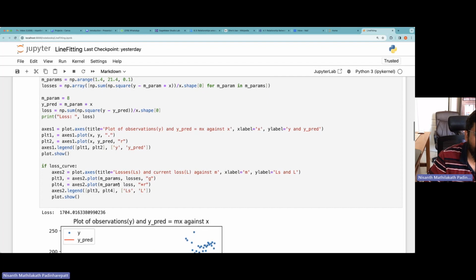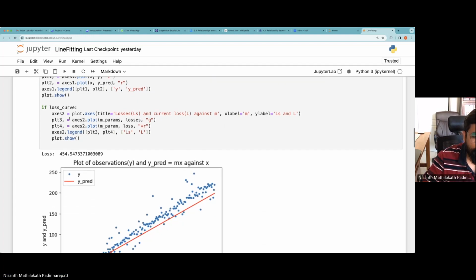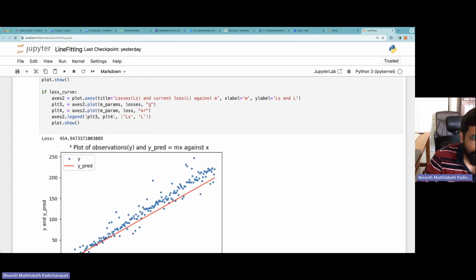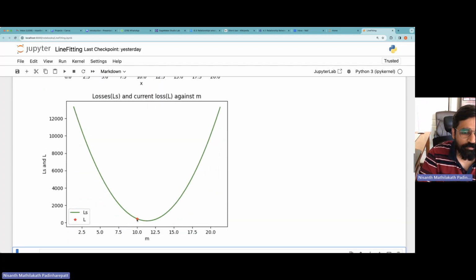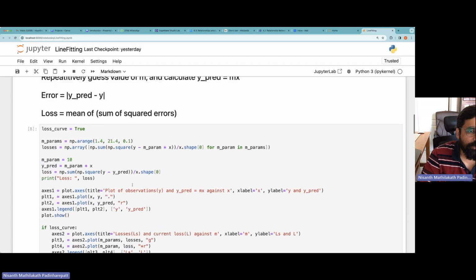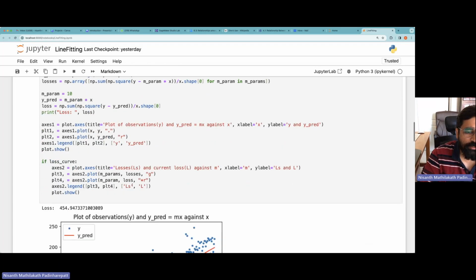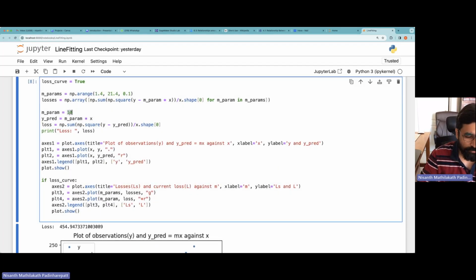Okay, now what should we do? We can guess something like 10. Shall we guess 10? 10 means okay, now it is closer, and the error is only 454. Okay, now we are getting closer, and here also we are getting closer, right? Let's see. Now I think we have to still move to the right, right? That's what it indicates. So let's try 12.